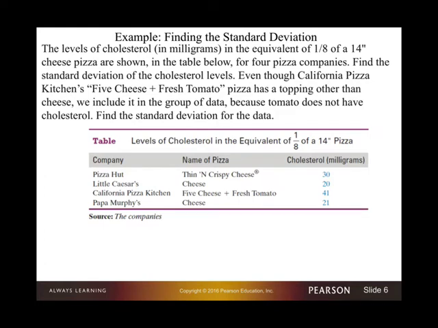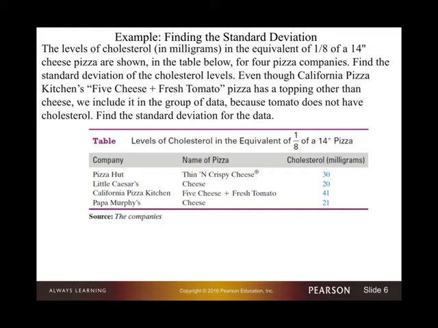Example, finding the standard deviation. The levels of cholesterol in milligrams in the equivalent of 1/8 of a 14-inch cheese pizza are shown in the table below for 4 pizza companies. Find the standard deviation of the cholesterol levels. Even though California Pizza Kitchen's 5 cheese plus fresh tomato pizza has a topping other than cheese, we include it in the group of the data because tomato does not have cholesterol. Find the standard deviation for the data.